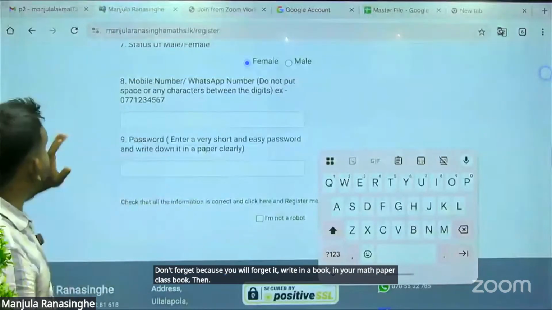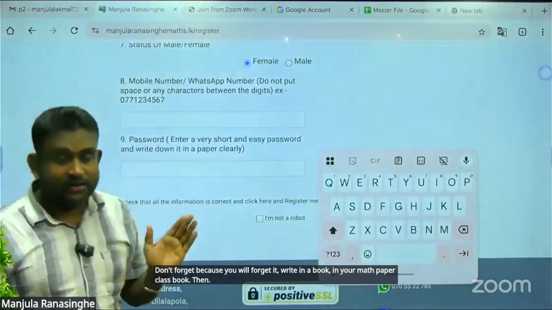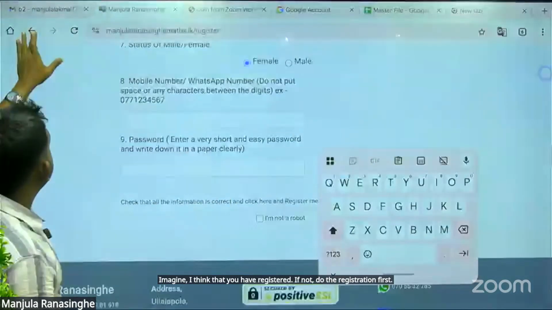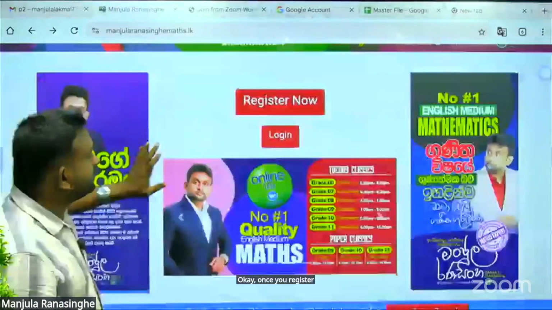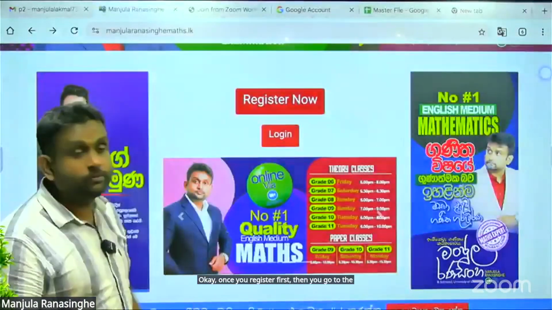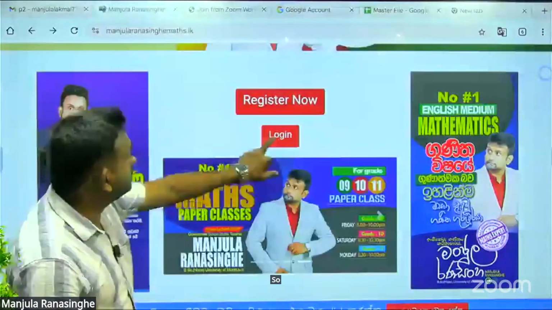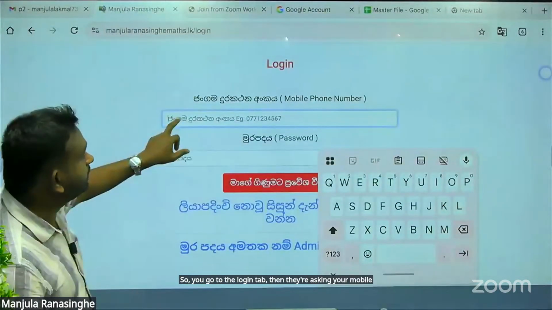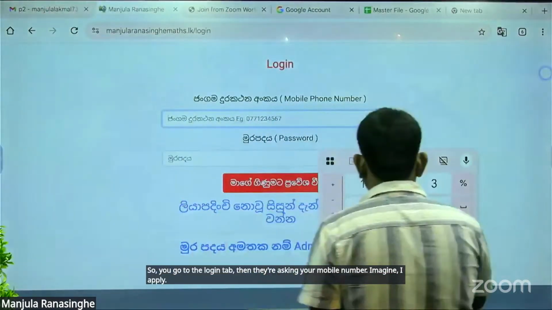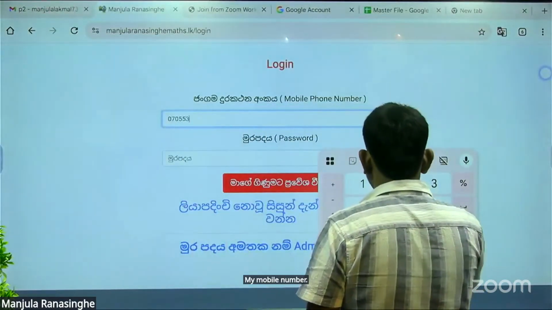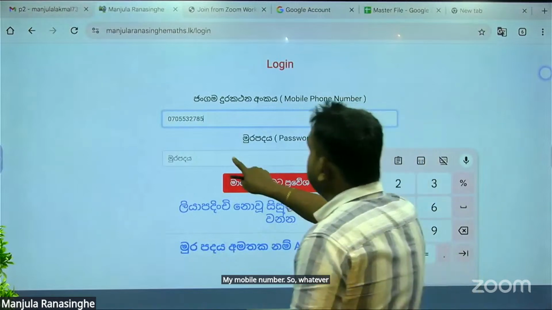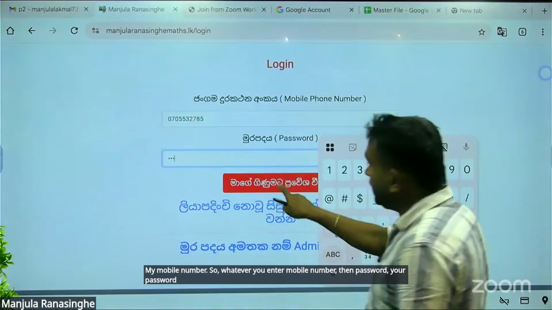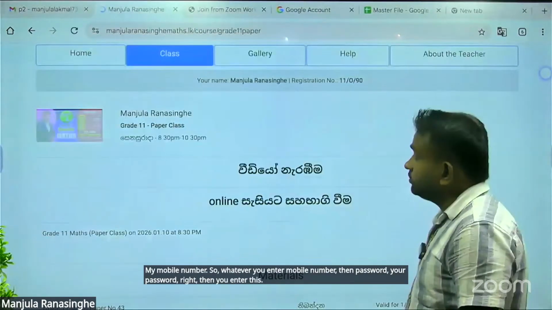Imagine you have registered. If not, do the registration first. Once you register, you go to the login tab. They ask for your mobile number, so enter your mobile number, then your password. Then you log into the website.